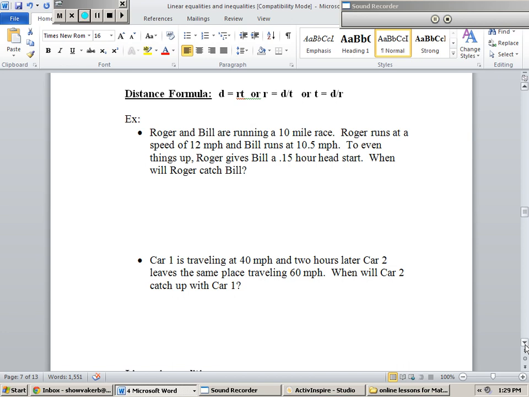Roger and Bill are running a 10-mile race. Roger runs at a speed of 12 miles per hour and Bill runs at 10.5 miles per hour. To even things up, Roger gives Bill a 0.15 hour head start. When will Roger catch Bill? So let's see, we got total distance is 10 miles.